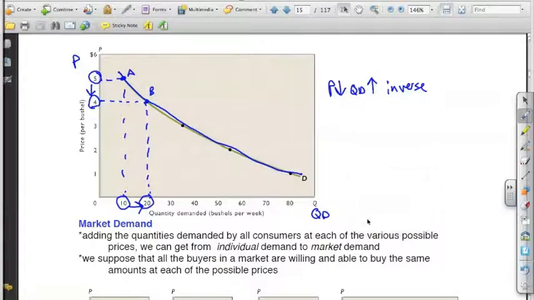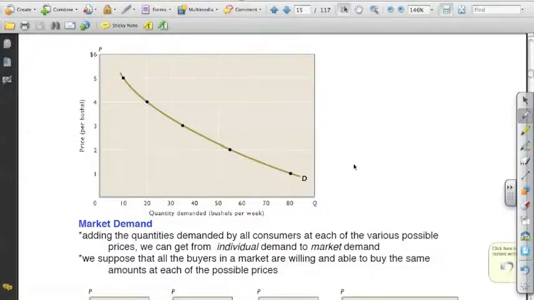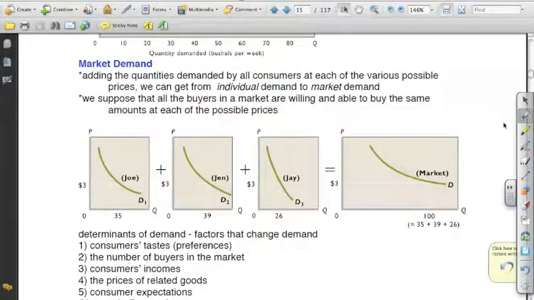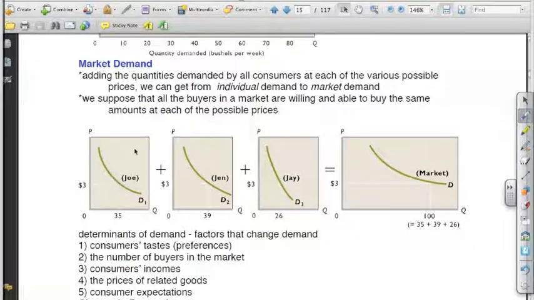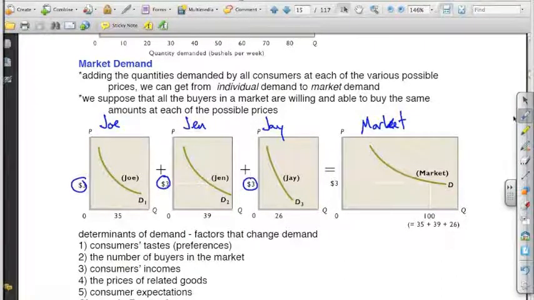To find our market demand, all we do is sum up each individual. So here we have Joe, Jen, and Jay. We have 3 buyers in this market. Over here is our market demand. Notice that we have the same price for each good. So we just keep that same market price.